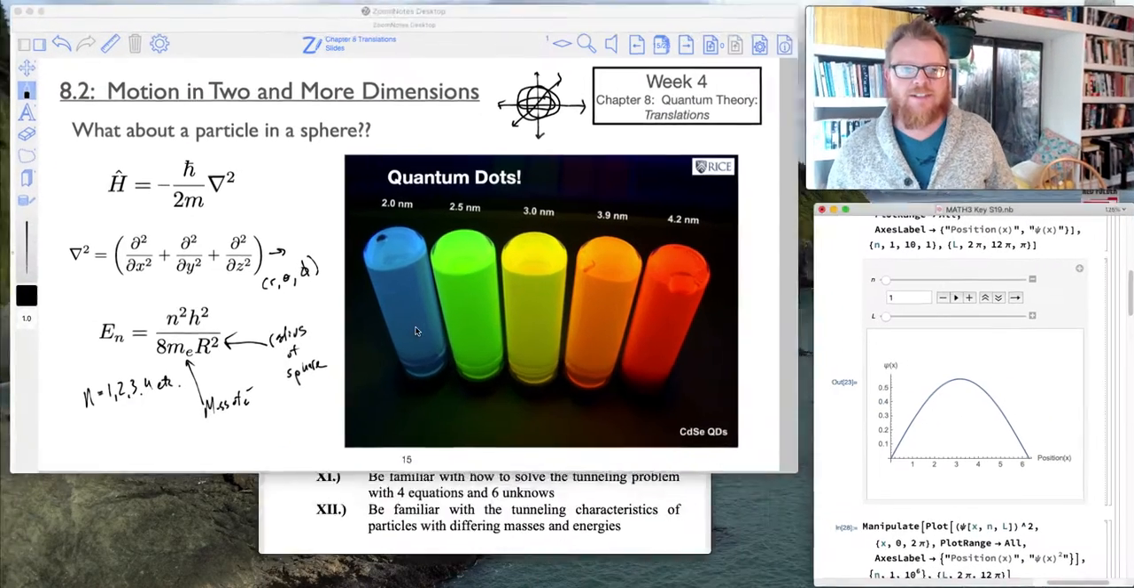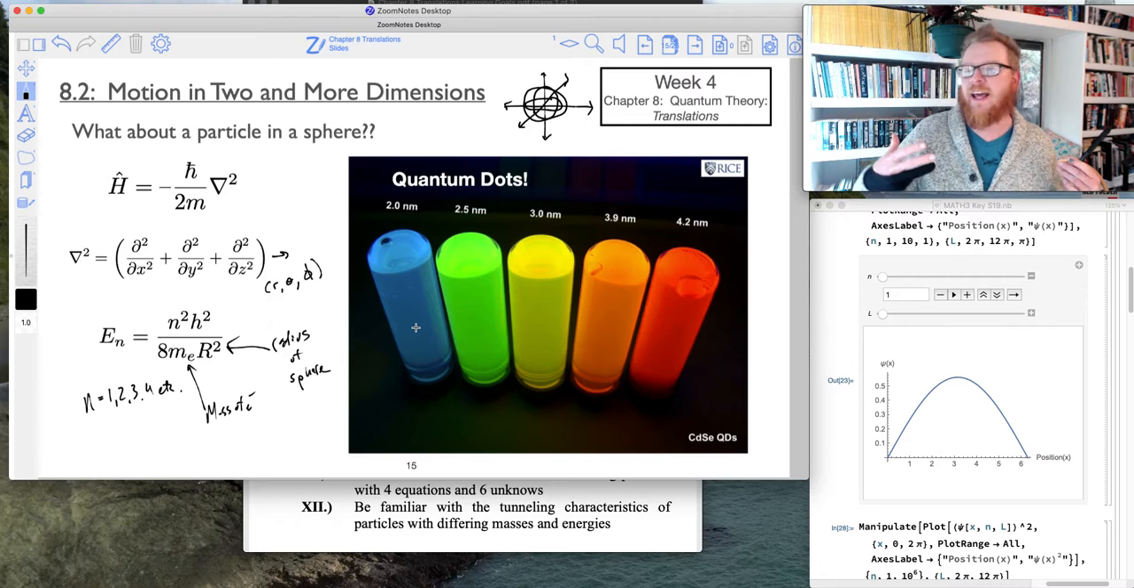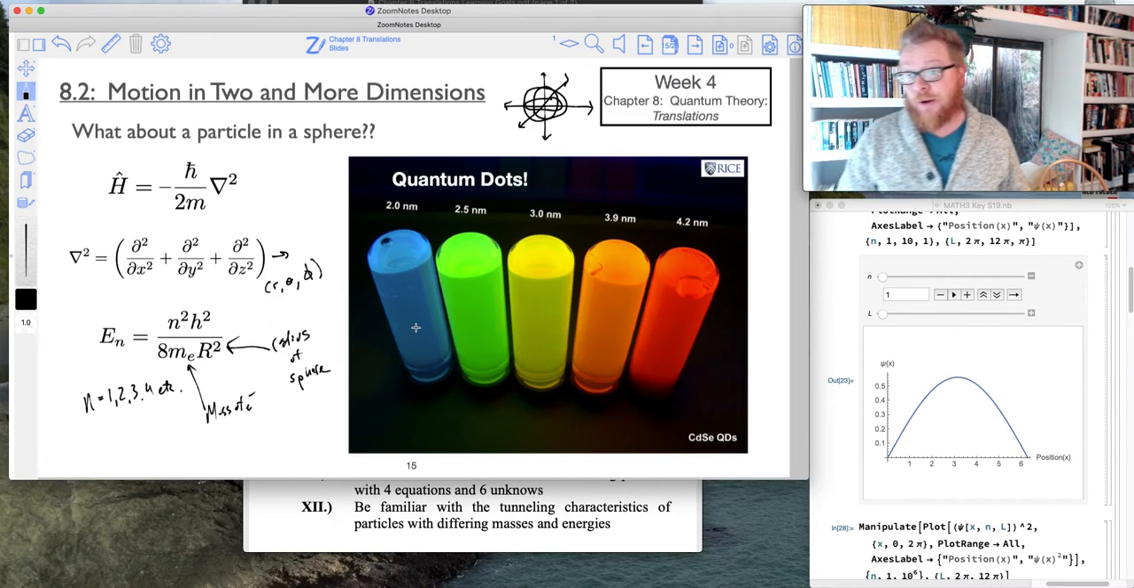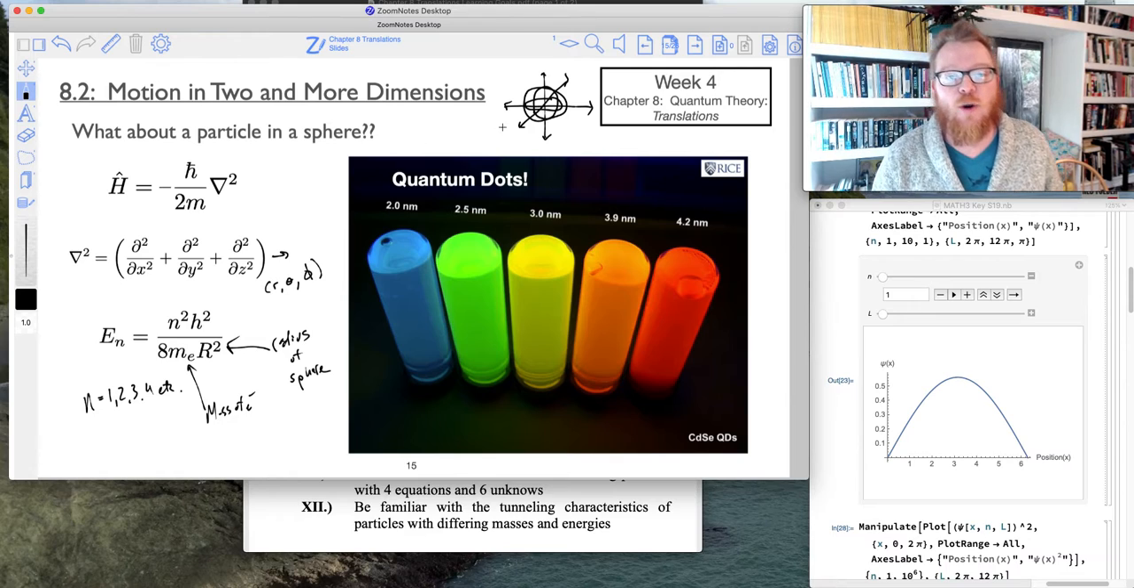This is a direct result of the particle in a box or particle in a sphere phenomenon. In these nanoparticles, these little spheres, they have a lot of electrons, or a mole of electrons, in them. Those electrons have energy levels n squared h squared over 8 me r squared. And so as these nanoparticles get bigger, they become more red. As they get smaller, they become more blue, which is really, really cool.